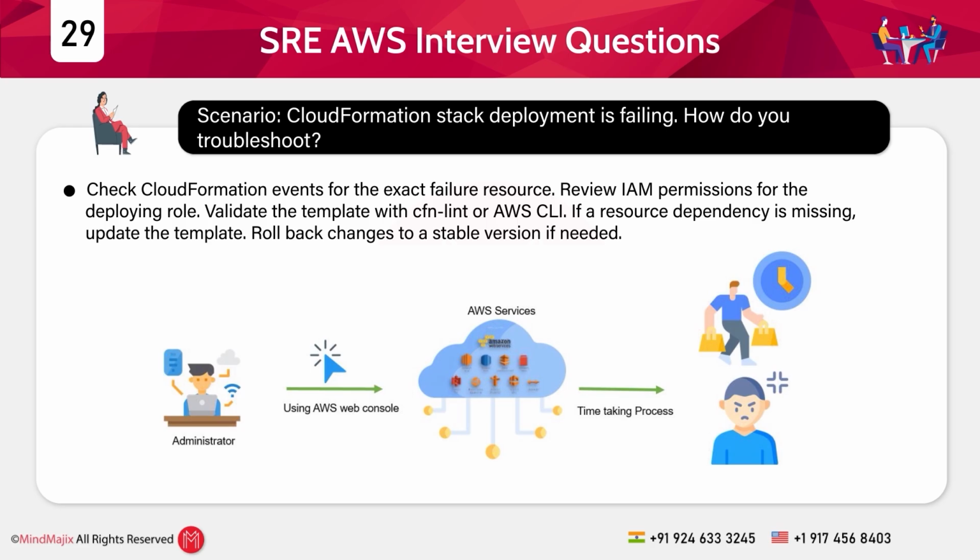Next, I would validate the CloudFormation templates using tools like cfn-lint or the AWS CLI validate-template command to catch syntax errors or structural issues. If the failure is due to a missing resource dependency or incorrect resource order, you would update the template to define the proper DependsOn relationships or reference outputs correctly. In case of repeated failures, I would roll back to a previous stable template version to restore the service while continuing to debug the issue.